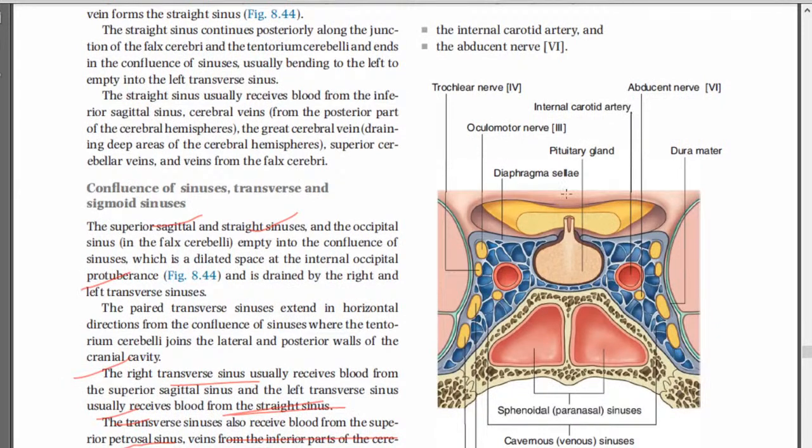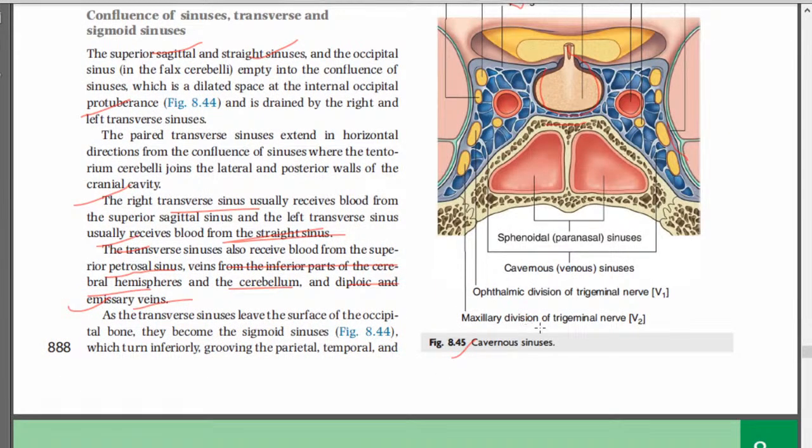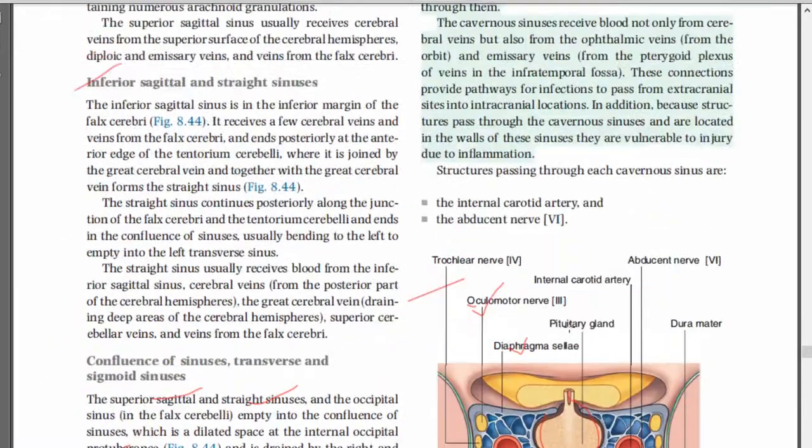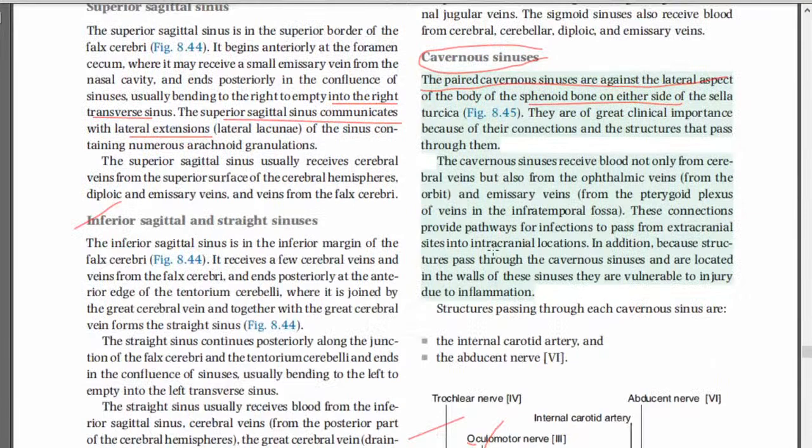Where is the sella turcica? This is the pituitary gland, and this is the sella turcica. The pituitary gland is present above the sella turcica, but I think there is something called the diaphragma sellae, which is dura mater. Obviously, there will be dura mater. The nerves there are the oculomotor, trochlear, and trigeminal nerves, ophthalmic and maxillary. OTOM.